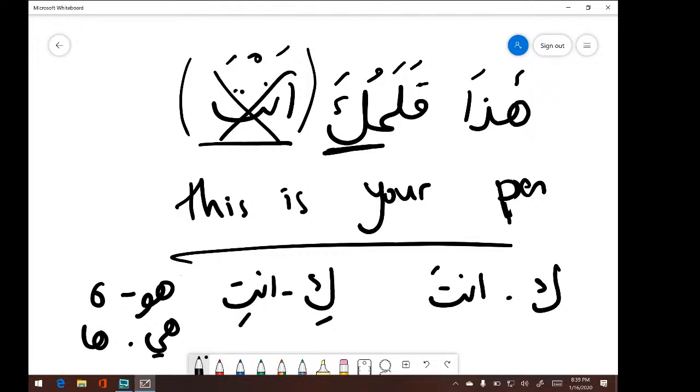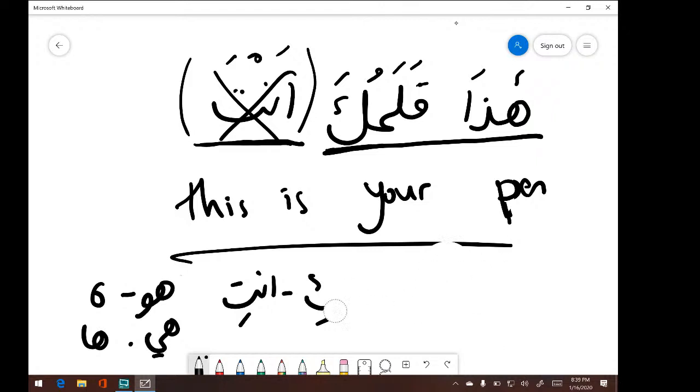Everyone understand? Again, this is another one of those random Arabic things. You wouldn't normally be able to translate this in English. It's putting emphasis on what you're already saying. هذا قلمك already means this is your pen. You're putting emphasis on what you're already saying by adding anta. This is definitely your book. Everyone clear?